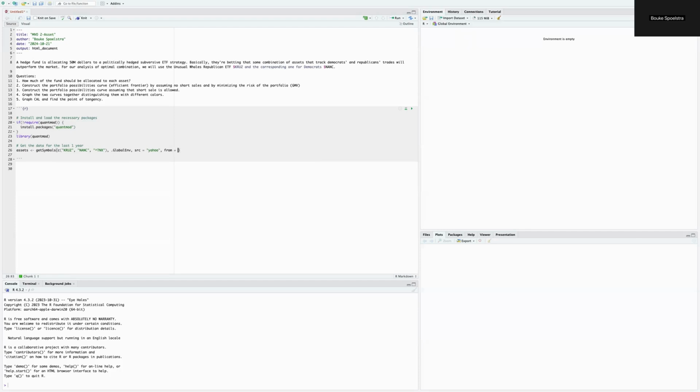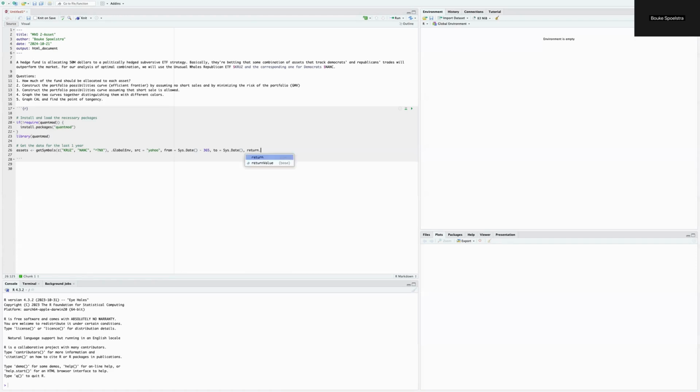I'm just going to do it for the past year because we only have a year of data. So we'll do it from the current system date. Sorry, this is capital D. Minus 365, Sys.Date, which is the current date.